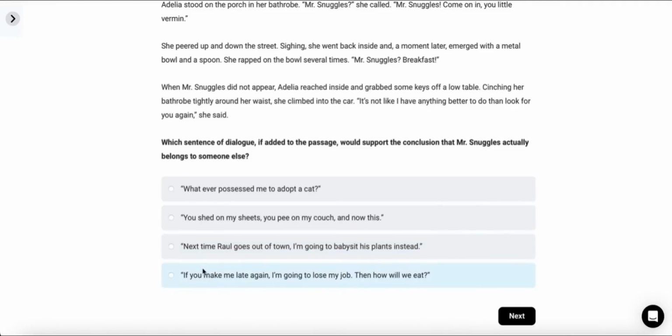Let's look at the final answer just to be sure. If you make me late again, I'm going to lose my job. Then how will we eat? Again, this is another sentence of dialogue that doesn't prove that the cat actually belongs to someone else. It sounds more like the cat belongs to her. So the correct answer is this one here.